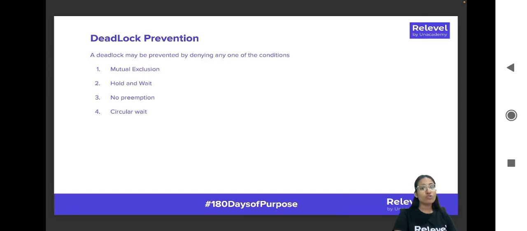What did we used to do in deadlock prevention? The deadlock prevention technique said that just make sure that any of these 4 conditions fail and you're good to go. We know all the 4 conditions: mutual exclusion, hold and wait, no preemption, and circular wait. We've already talked about them in detail in the previous video.